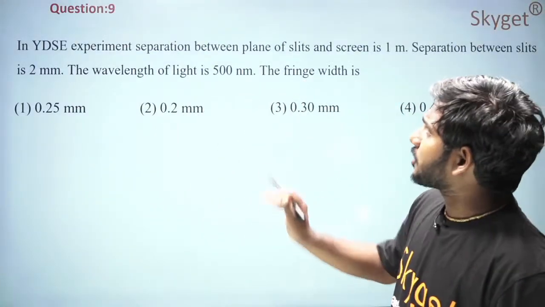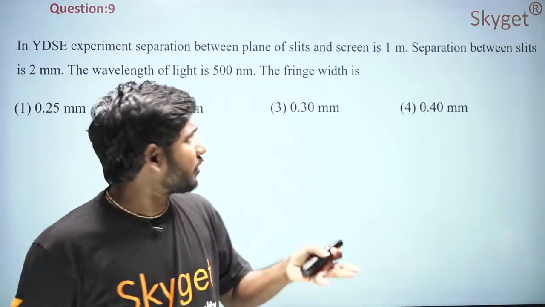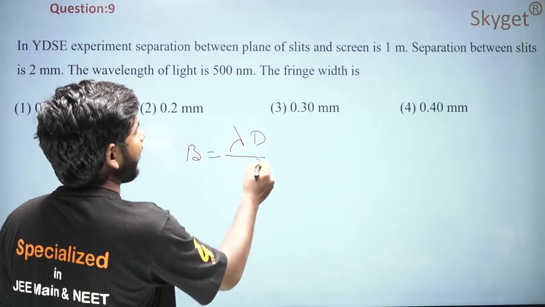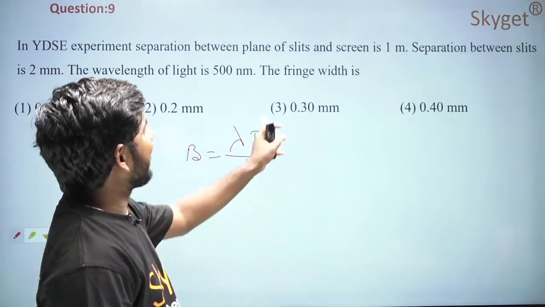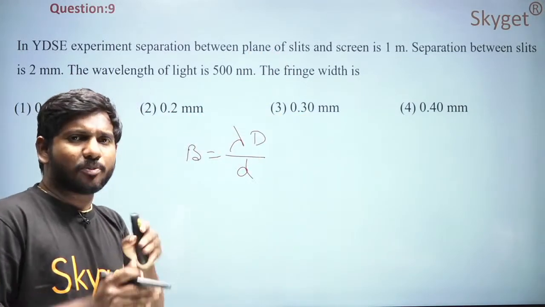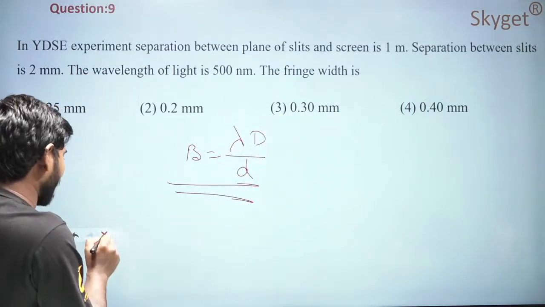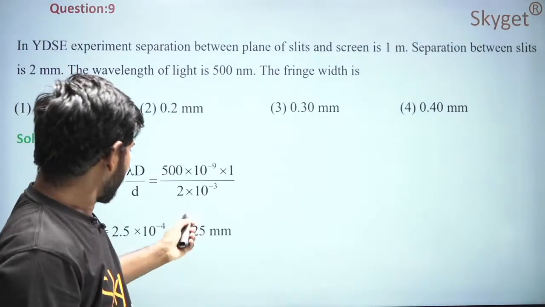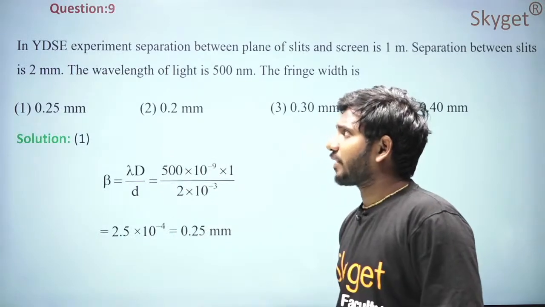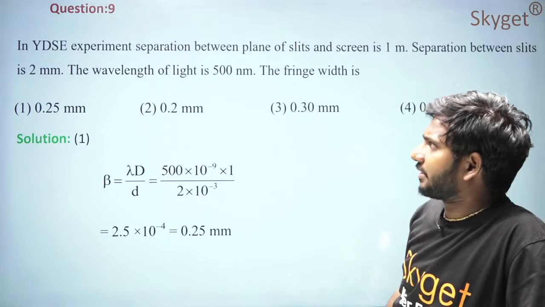Then in the YDSE experiment, this is also a very easy question, students, based on the fringe width. What is the fringe width? Beta is equal to lambda D by small d, where capital D is the separation between the slits and the screen, and small d is the distance between the slits. If you apply this direct formula, you will be able to answer this question. The answer will be 0.25 millimeters. That is a very direct question in YDSE, the fringe width formula and every information is given here.